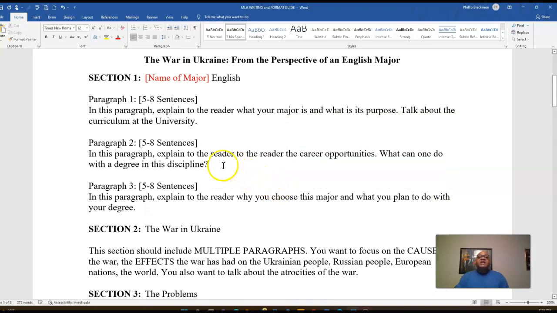In the second paragraph, I just want you to explain to the reader, right, the career opportunities that you have in your major. If you're a communications major, I think I mentioned this before, you can either go into television, you can go into radio, you can work behind the camera, you can be a producer, you can be a director. You have a lot of opportunities. What are those opportunities that you have in your major? Okay, what can one do with a degree in this discipline?